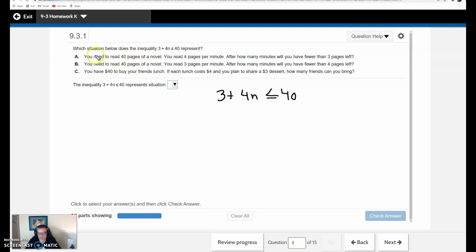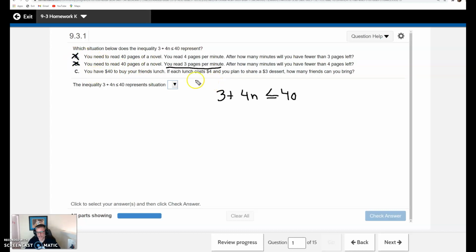And so what I'm going to do is come back to A. I'm going to see if I can eliminate some other ones. You need to read 40. That's kind of thinking that it should be greater than or equal to 40. I need to read at least 40. This says I could read 25 or 30. Less than or equal to means I could read some amount less. So I'm really thinking that it can't be choice A. You need to read 40 pages of a novel. You read 3 pages per minute. Well, right there, 3 pages per minute, that's going to be 3 times some variable. Well, we have 4 times a variable. And we also have the same 40-page problem. So I'm going to cross off A and I'm going to cross off B.